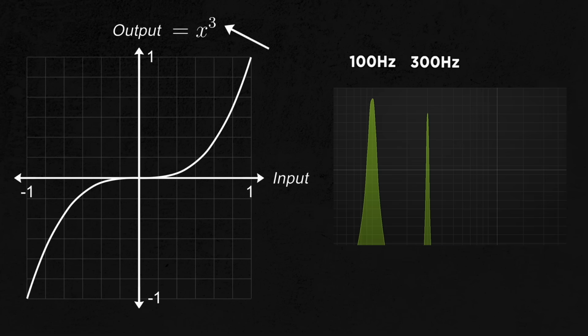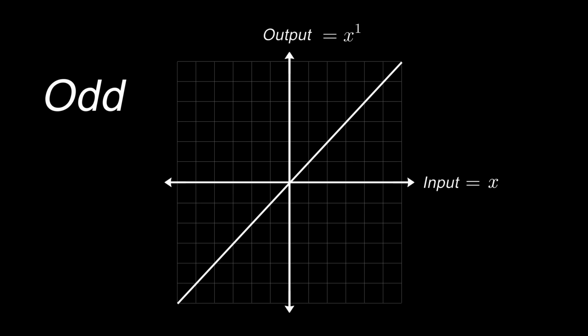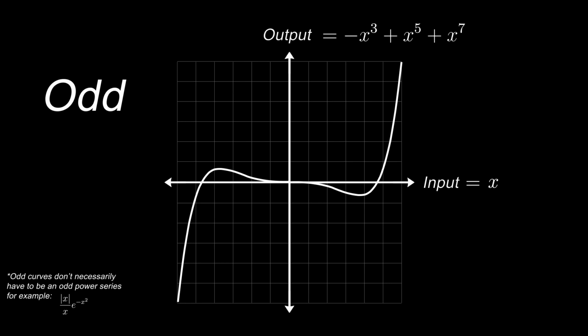I promise we're almost done with the math. This odd symmetry where the left side is the opposite of the right side adds odd harmonics to our sine wave. In this case, it would add the third harmonic. The same thing also applies to any combination of odd curves.